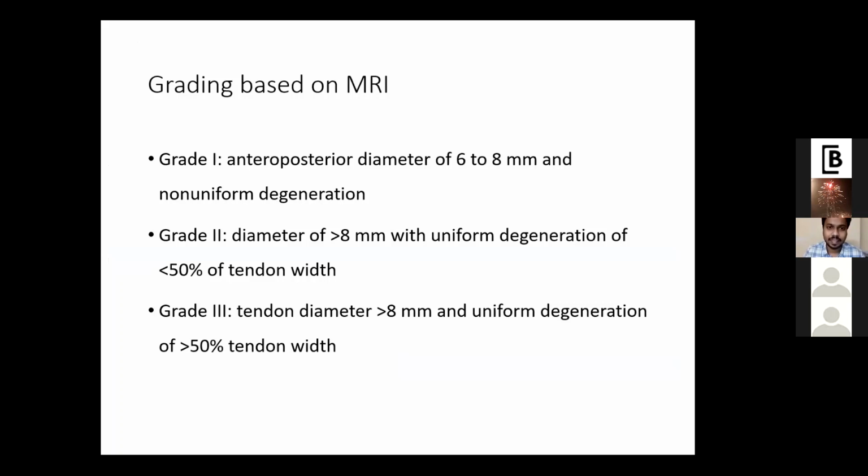There is a grading that we use on MRI. There are three grades basically, grade 1, grade 2, and grade 3, depending upon the diameter and the uniformity or the presence of degeneration. Anything less than 6 to 8 mm is considered grade 1. There is very minimal degeneration. Anything more than a diameter of 8 mm, with less than 50% of tendon involvement, is grade 2. More than 50% of tendon involvement is grade 3.